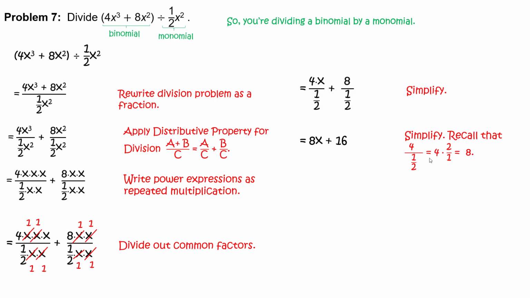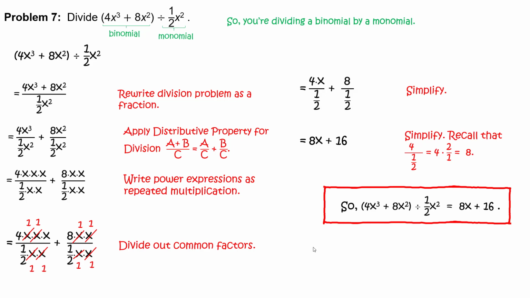When you divide by a fraction, it's the same as multiplying by the reciprocal. That's the definition of division, by the way. Dividing by a number is defined as multiplying by its reciprocal. So 4 divided by 1/2 is 4 times 2 over 1, which equals 8. So I have 8x. 8 divided by 1/2 is 8 times 2 over 1, or 16. So I got 8x plus 16. So 4x cubed plus 8x squared divided by 1/2 x squared equals 8x plus 16.